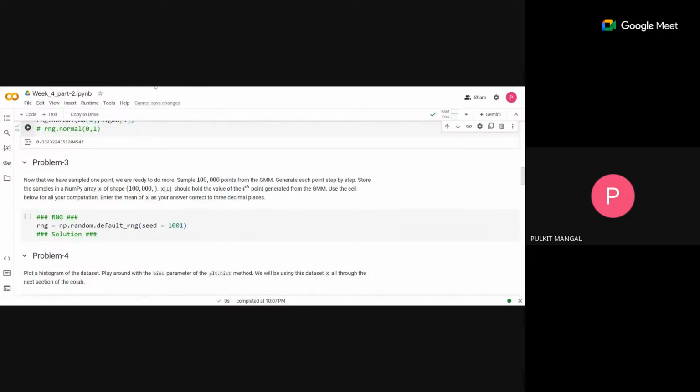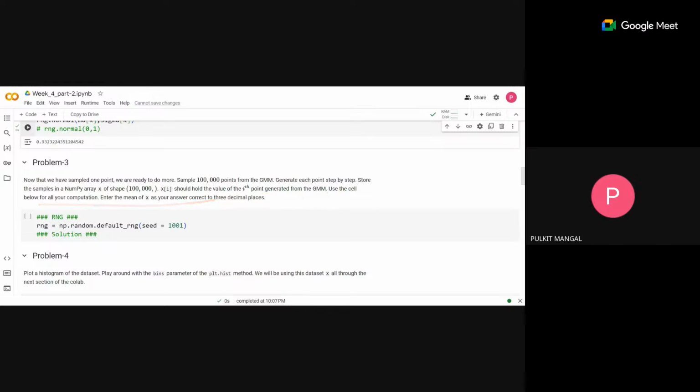So the problem 3. Now that we have sampled 1 point, we will sample 1 lakh points from the GMM, and we will generate each point step by step. That is, first we will choose the component, and then we will sample from that chosen component based on the sigma k and mu k value. Okay, and we will create one array which would be of shape 1 lakh comma, where each value will hold the ith point generated from the GMM.